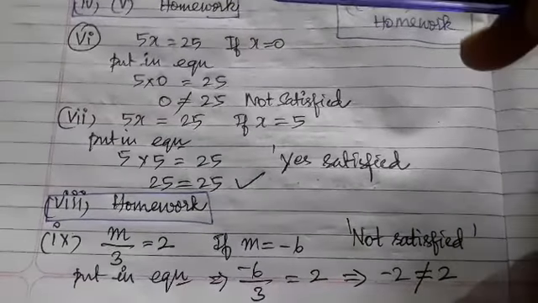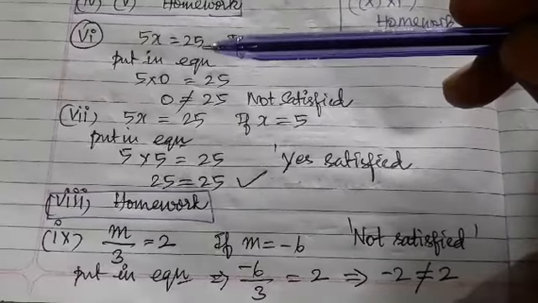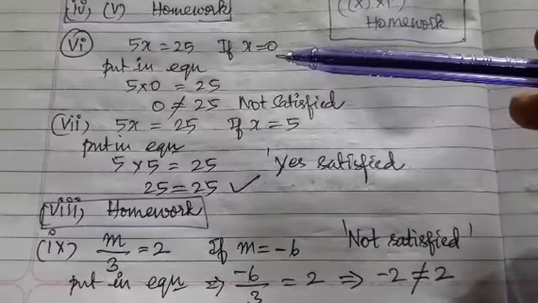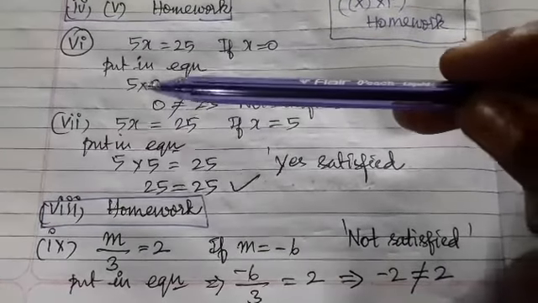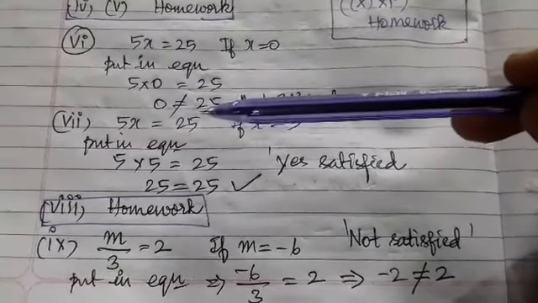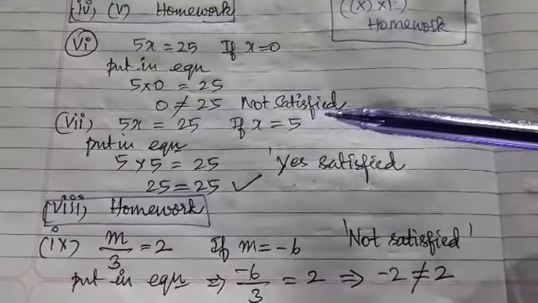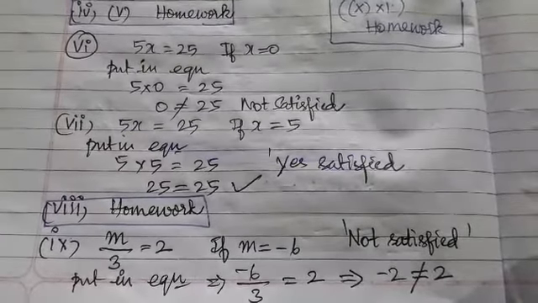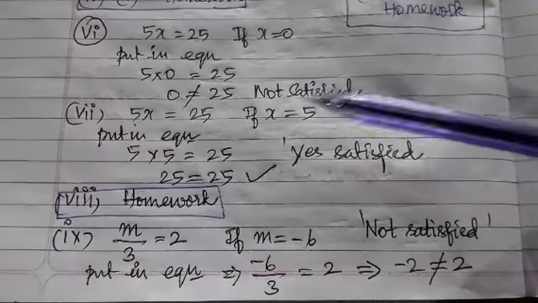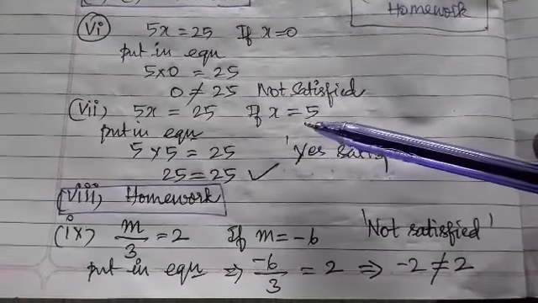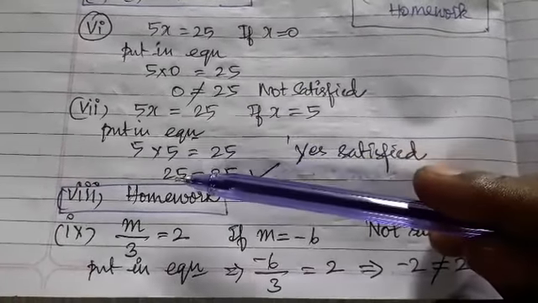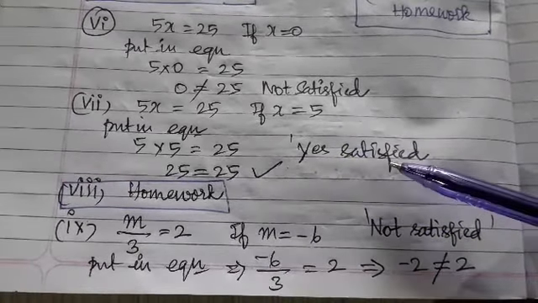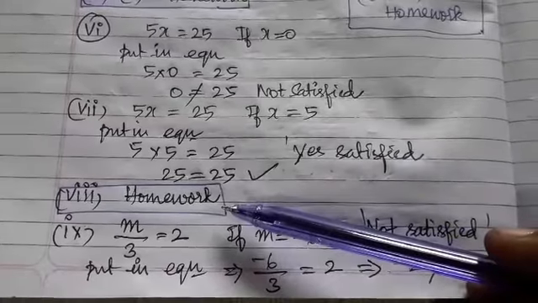Sixth question like that. 5x equal to 25. If x equal to 0, they are telling, then substitute the value of x. 5 into 0, 0. That is equal to 25? No, it is not satisfied. Same thing, go for seventh question. 5x equal to 25. If x equal to 5, put in the equation. 5 into 5, 25. Other side also 25. Yes, that x value 5 is satisfied. Then 8th problem you take it as homework.